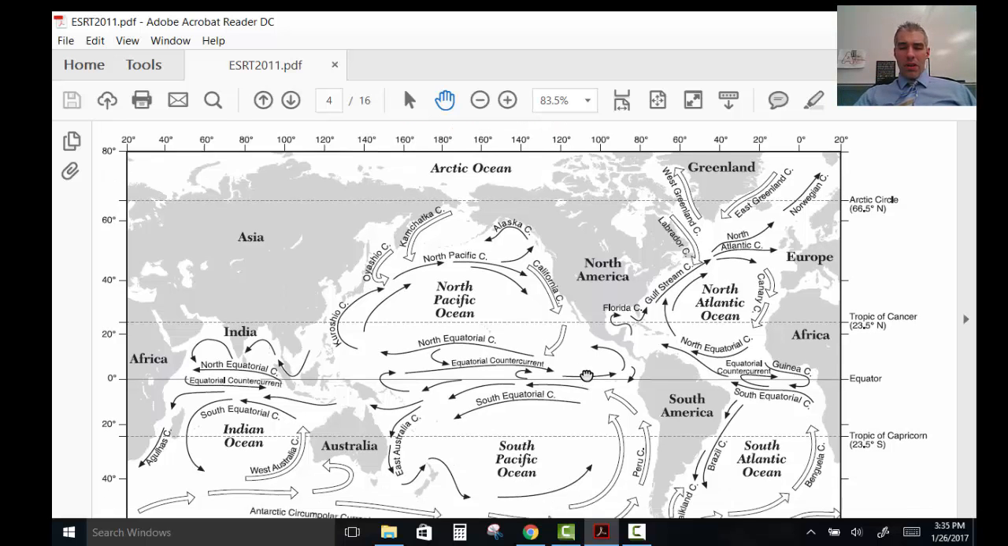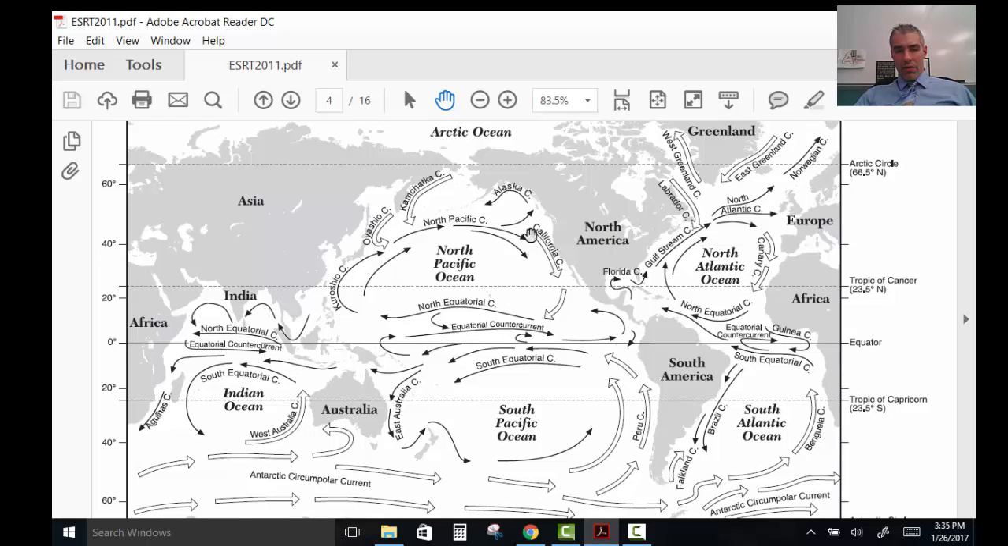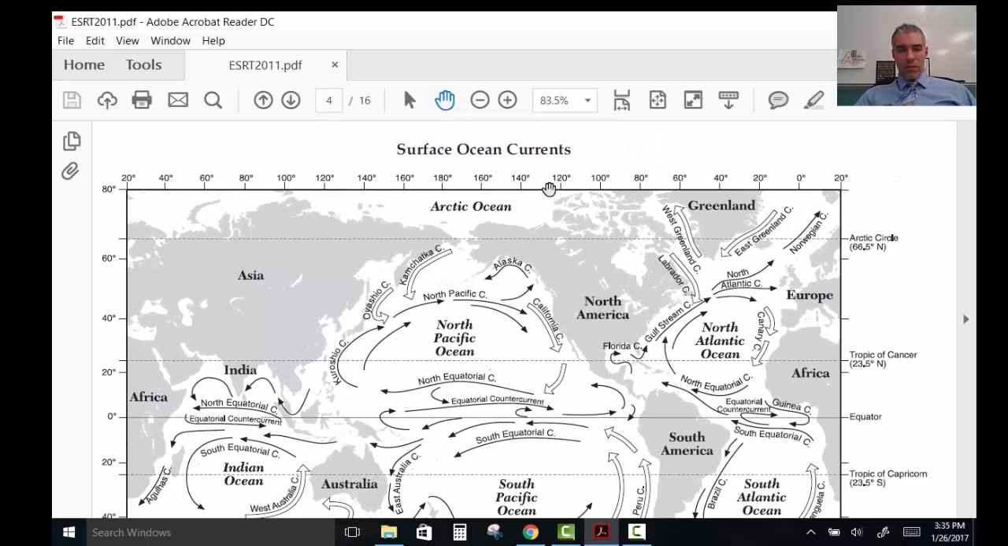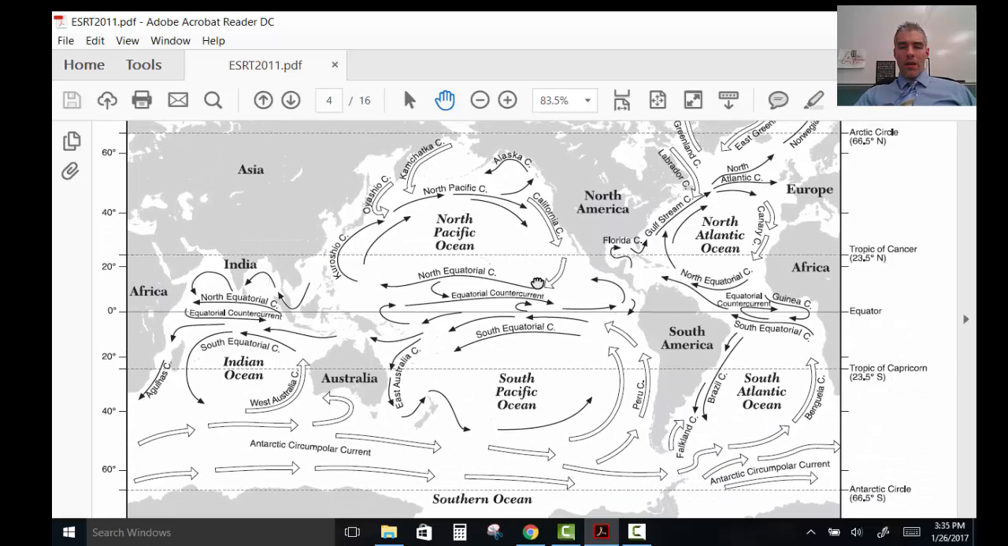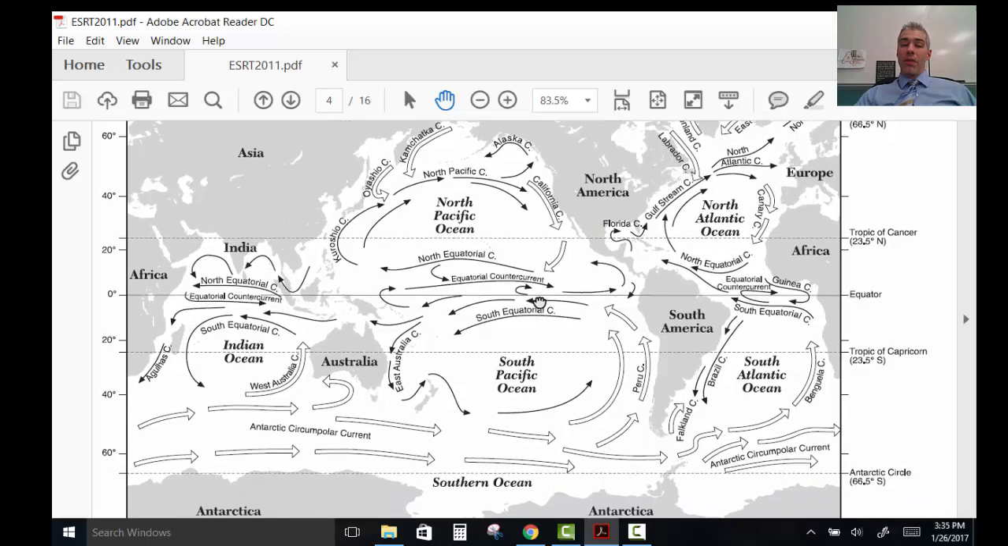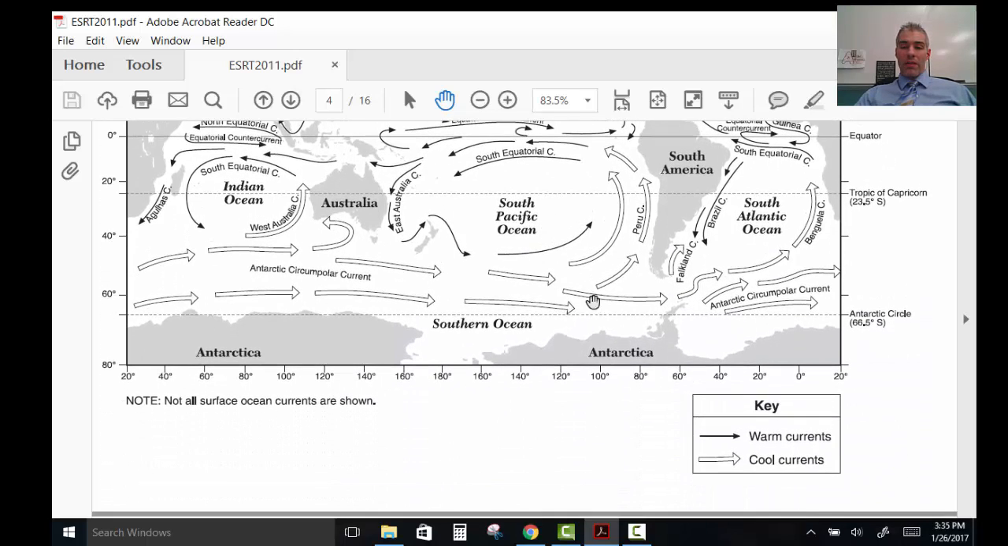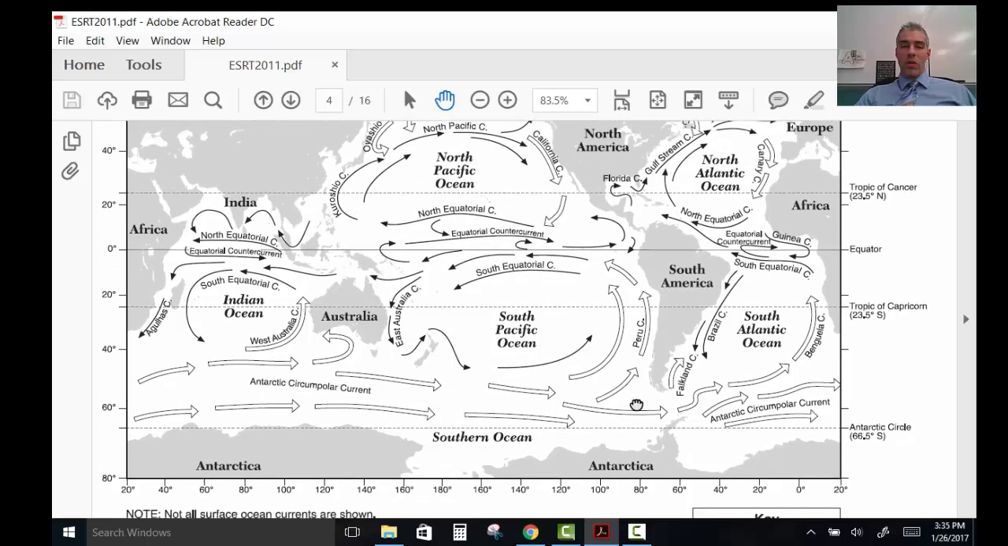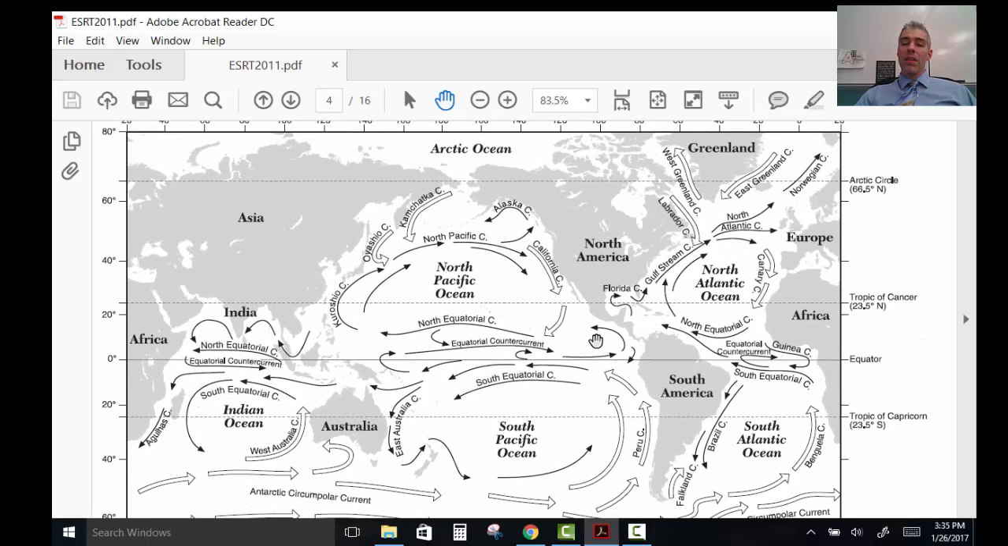So you'd go and you'd look and you'd say, okay, there's the California current, 40 degrees, 125 degrees. So what type of current is that? We look down at the bottom, it's a thick white arrow, so it's a cool current. That means the water around California is mostly cool water, and that's actually the case. If you've ever been to California and tried to swim in the winter, it's very cold.